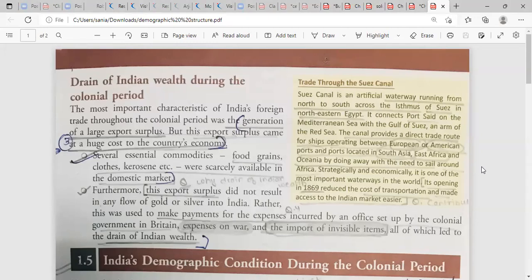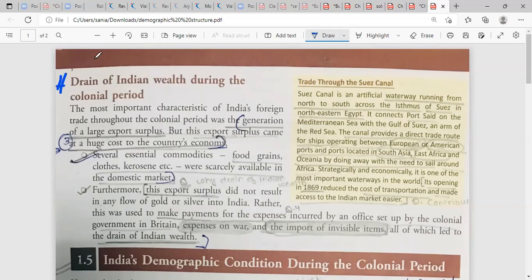Okay, if a country is earning something, it's because of the trade, right? But what was happening? There was a drain of Indians' wealth during the colonial period. So, ma'am, how can you say drain of Indian wealth? Drain is basically reduction in wealth. For example, if you are earning 100 rupees and now you have only 10 rupees with you, so basically this is drain, right? So, drain of India's wealth during the colonial period.